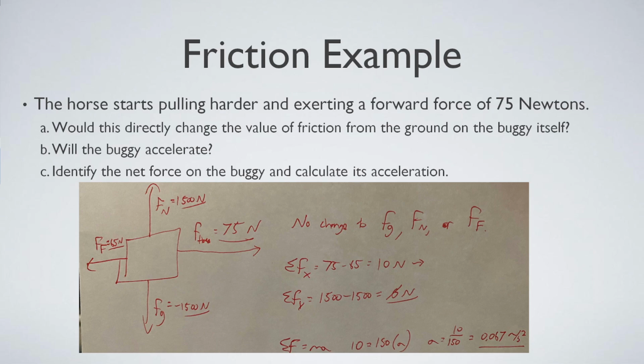But this little change does mean that the buggy will begin speeding up for as long as the horse is outputting this increased amount of force. And again, your car works the same way. You press the gas down slightly, you break the equilibrium state, the engine's pushing harder forwards than the friction is pushing backwards, and you begin accelerating for as long as you've got the gas tapped down. And over time, that acceleration causes your speed to go up and up and up.